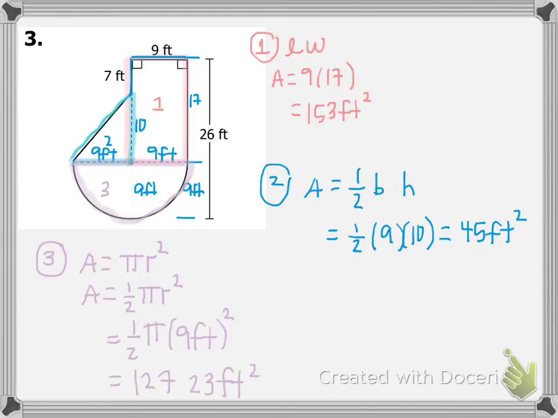So now we're going to add all three of these together. So 153 plus 45 plus 127.23. So the area of my composite figure is going to be 325.